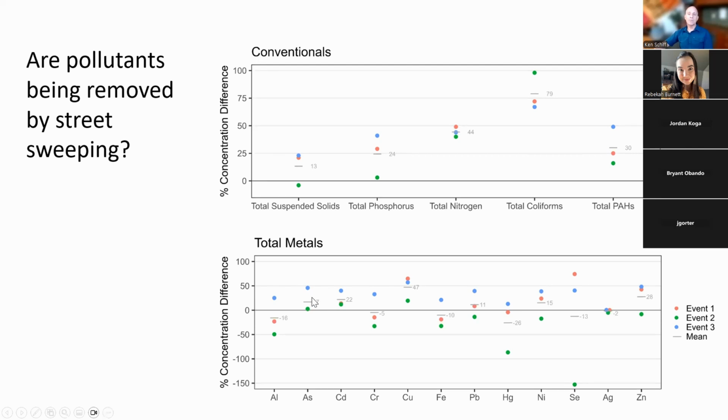So the way I'm looking at this is there are a couple of them that are clearly significant removal. Those tend to be the ones that are most difficult for most municipal stormwater programs, things like copper and zinc. You're getting some pretty substantial removals, certainly more than 5 to 10%.